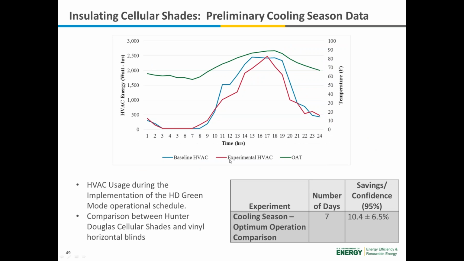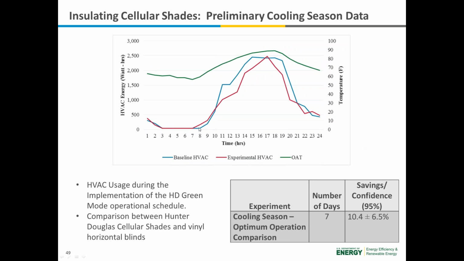So finally, we're looking at the cooling season optimum operation comparison. The baseline home, which is in blue, has the standard horizontal vinyl blinds operated to the Hunter Douglas HD green mode, and then the experimental home, as before, has the Hunter Douglas cellular shades operated to the HD green mode.